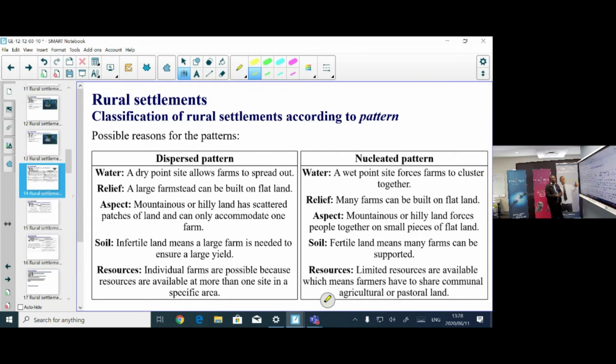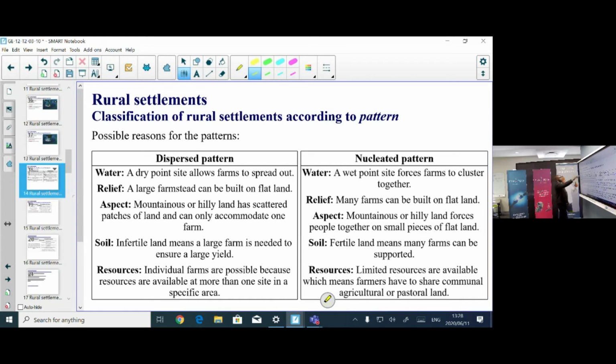and people will settle there around a water source. And usually this happens in areas where there are swamps. You can talk of Okavango Delta. You can talk of other desert regions where there will be oases, and then people build around those oases. And the relief, a large farmstead can be built on flat land. Then aspect, mountainous or hilly land is scattered patches of land and can only accommodate one farm.